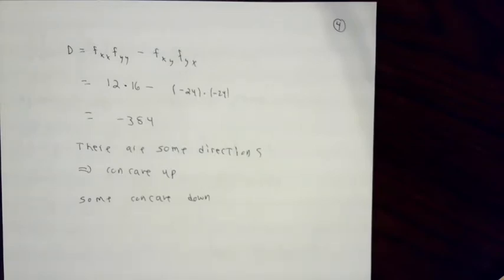If we calculate that D number, which told us the concavity of the surface, we find out that there are some directions that are concave up, but others that are concave down. So this is interesting. The partial of f with respect to x both times and the partial of f with respect to y both times, both being positive, is not good enough to guarantee that my surface is concave up. In this case, it isn't.